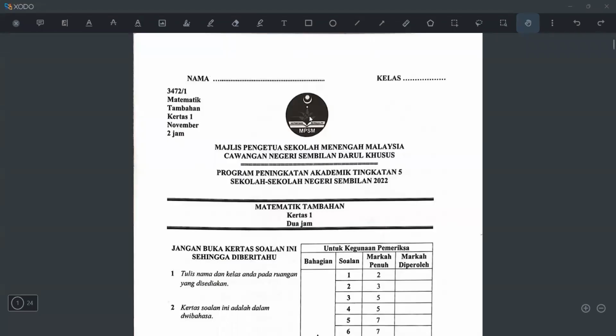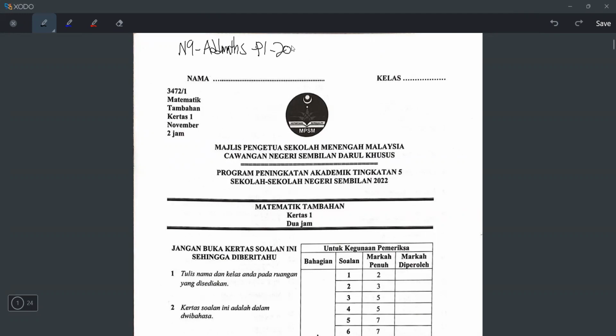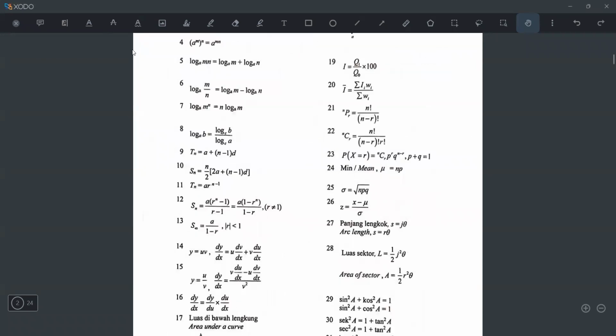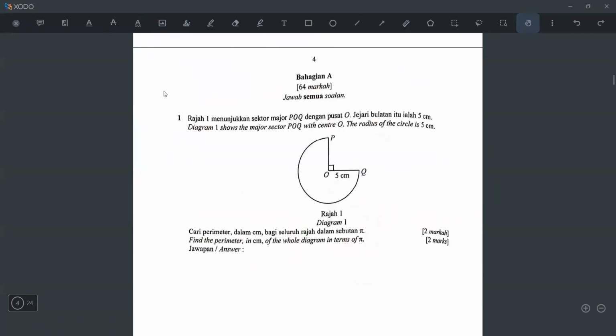Okay, here we go again with a new video. So in this video I'm doing the Negeri 9 trial for Addmaths Paper 1, 2022. Okay, so Negeri 9 2022 trial Addmaths. Let's skip through the formulas and go to question 1.